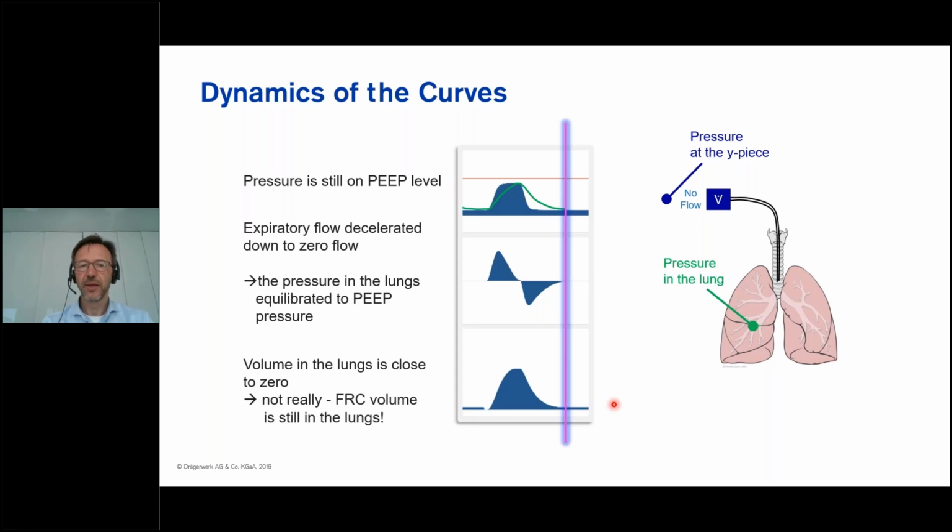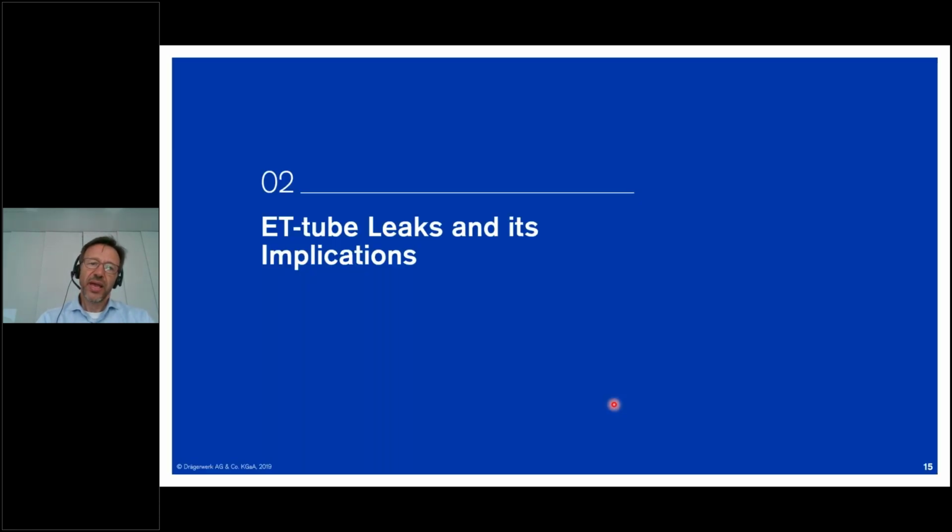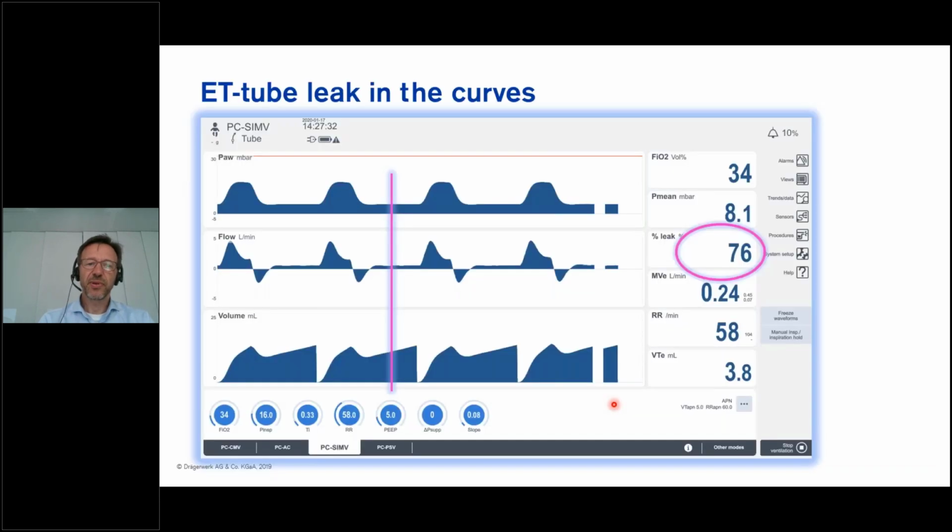Okay, let us look for a moment at ET tube leaks and their implications. So where can we see ET tube leaks in the curves? In this example screenshot, I circled the number for the percent leakage. This is currently the situation with an ET tube leak of 76%. Where can it be seen? Mainly in two points. The one point is here in the flow curve.